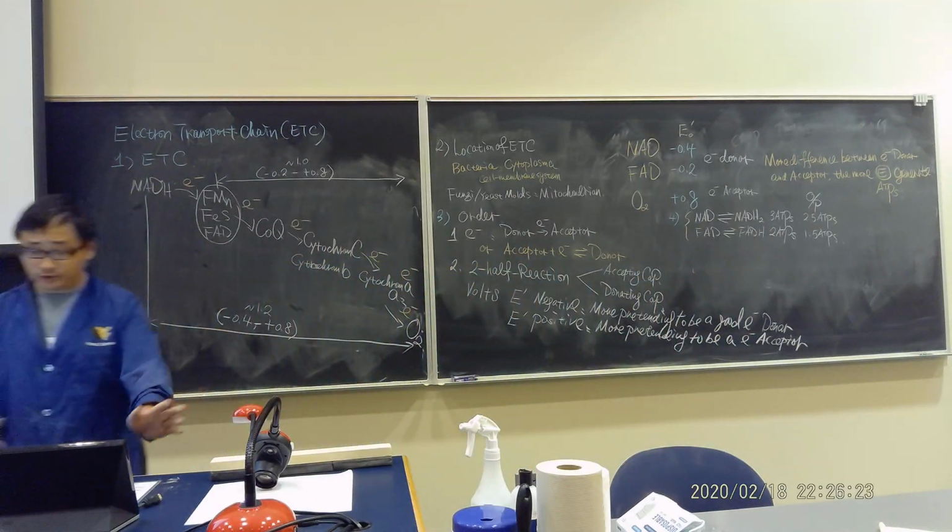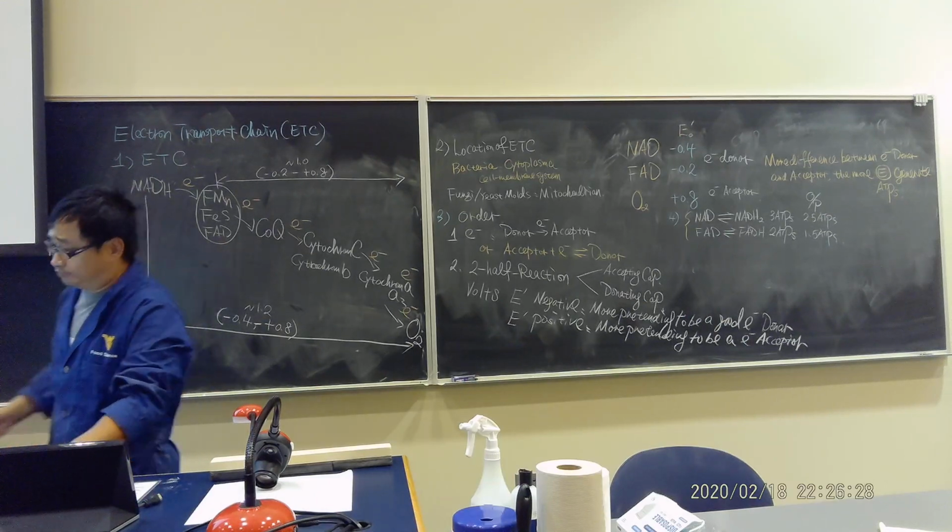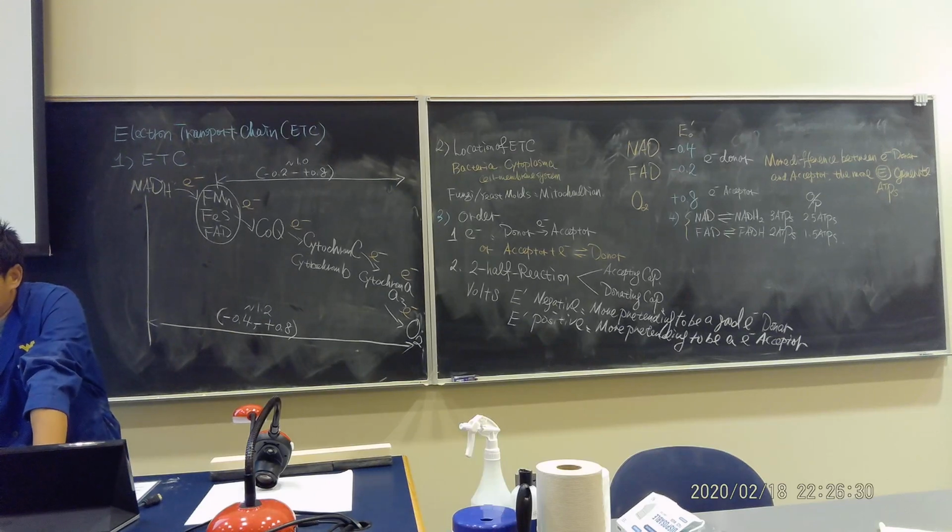Now we go back to see the slides. First of all, they come up with the two-half reaction. And you see the table here. What does two-half mean? One is electron donating, another one is accepting. Okay, so we use acceptor and donor to see the difference. You can see NAD minus 0.32, close to 0.4. But the older book is minus 0.4. FAD minus 0.18, close to minus 0.2. Oxygen is 0.8.